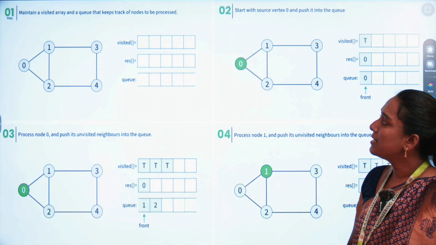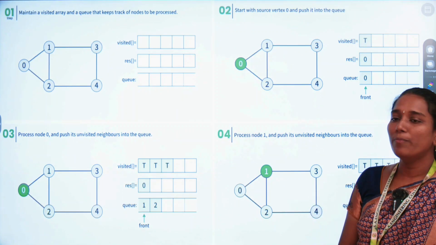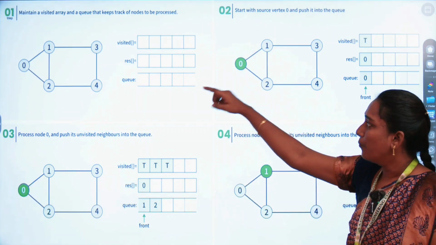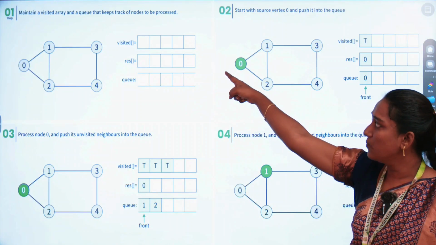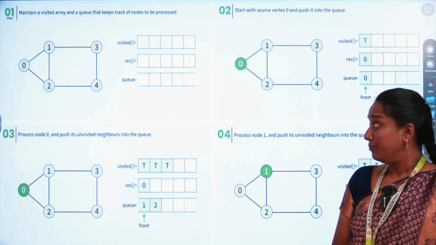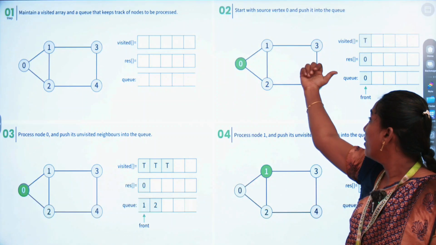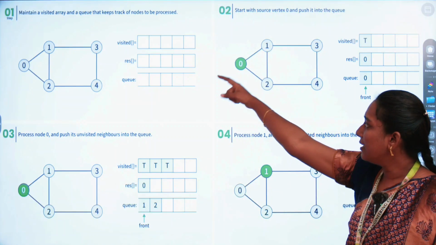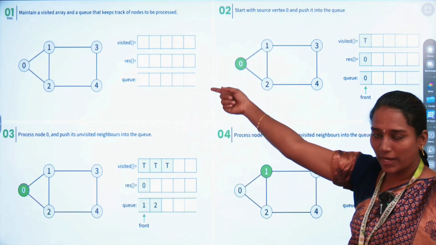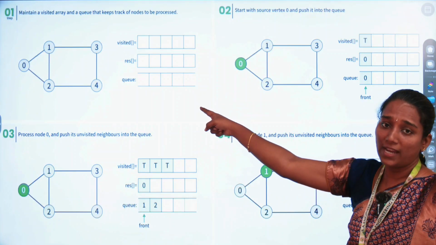Now the first step is we start with the source vertex, that is 0. Since BFS explores level by level, we start with the vertex 0. There we have visited, RES and Q. Visited is whichever node is visited, there it shows true. When you see the next slide you will understand it. RES is a variable where whatever node has been visited is stored, and Q is where whatever node it explores will be stored in a queue.